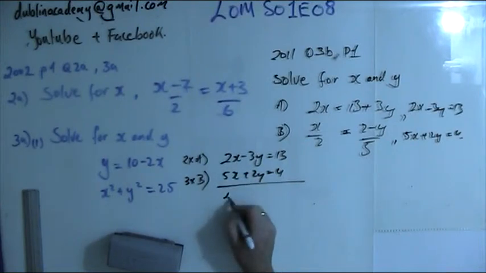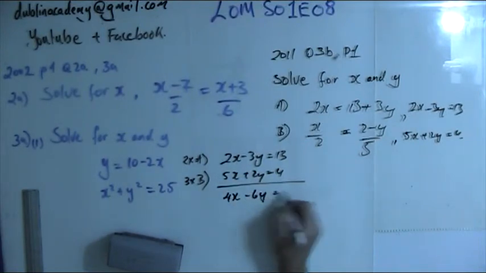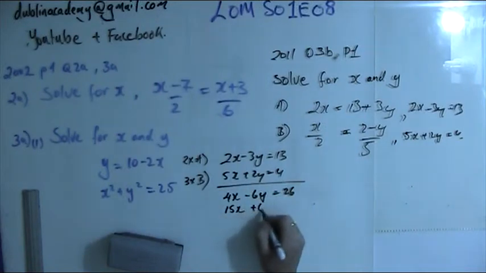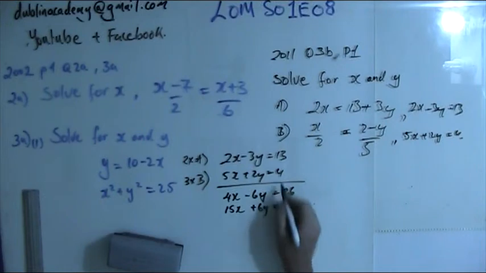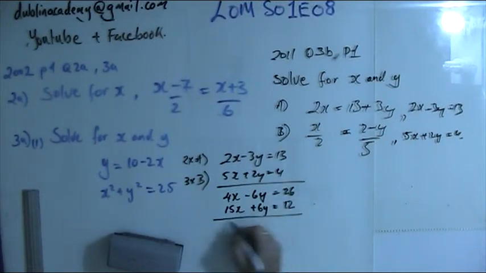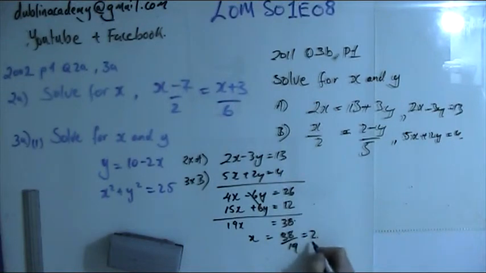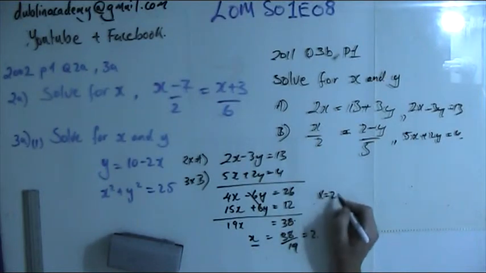2 2s are 4, so 4x minus 6y is equal to 26. 3 5s are 15, so 15x plus 6y, and 3 2s are 6, is equal to 3 4s, which are 12. Add them and I get 19x, and the y terms cancel, is equal to 38. 19 times 2 is 38, so x is equal to 38 divided by 19, which is equal to 2. So now I've got one answer, x is equal to 2.